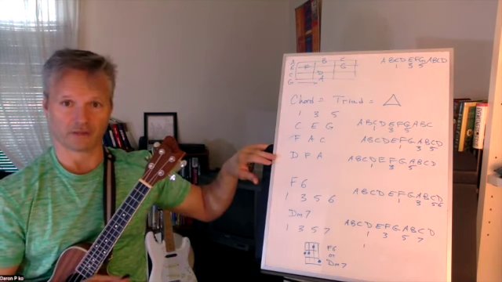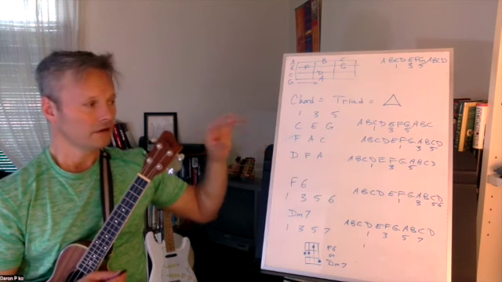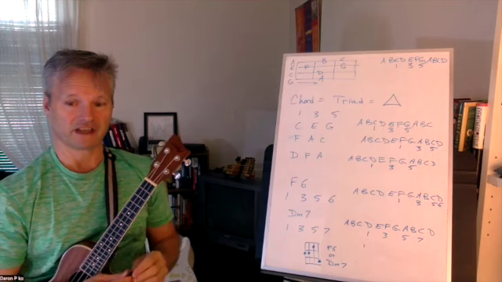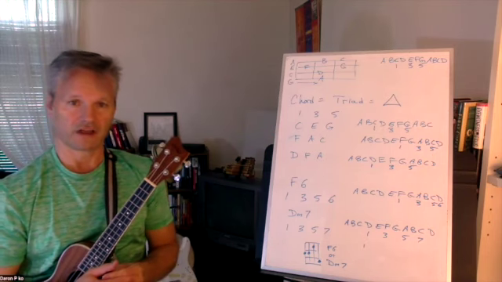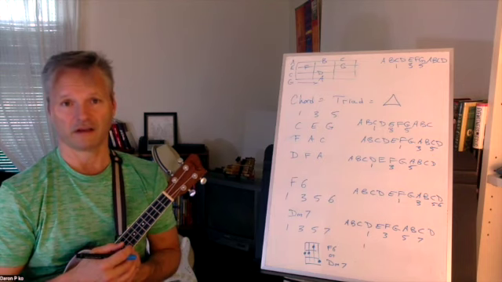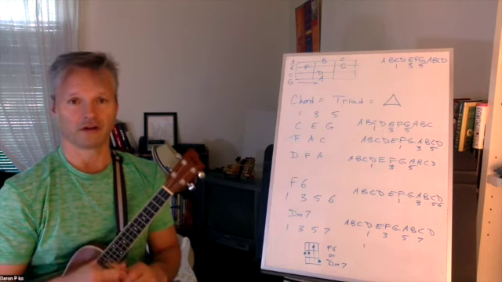D, F, and A are showing up in there though, 1, 3, and 5. Why is that a minor and these are majors when I built them the exact same way? I'm not going to go into that right now, but that question is natural. It has to come up in your playing and you have to wonder about it at some point.